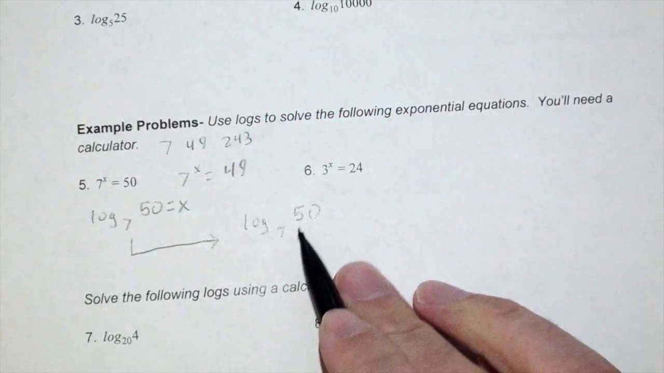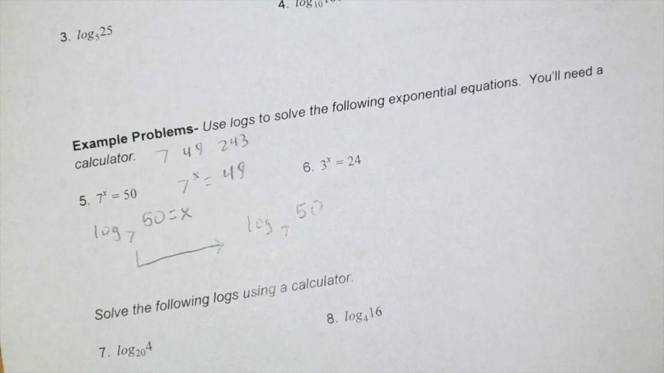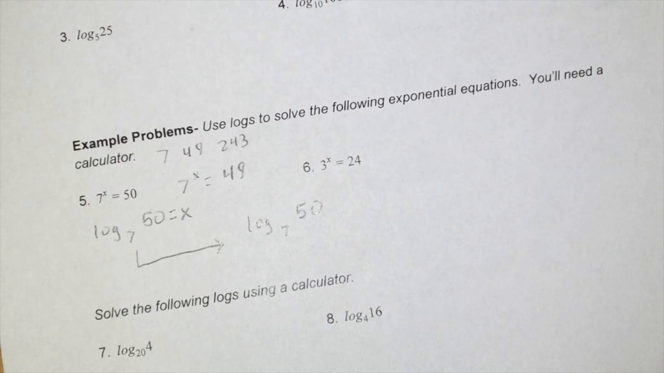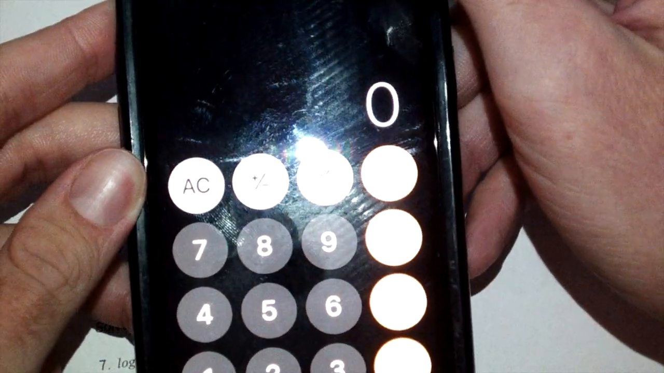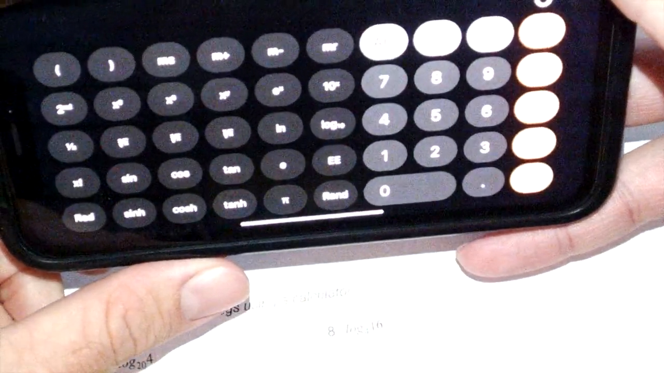Log base 7 of 50. How can I put that in the graphing calculator? And if you took out your phone calculator, first, I really hope everyone knows this, but you can get way more functions on this by flipping it. And we're pretty much going to cover everything.